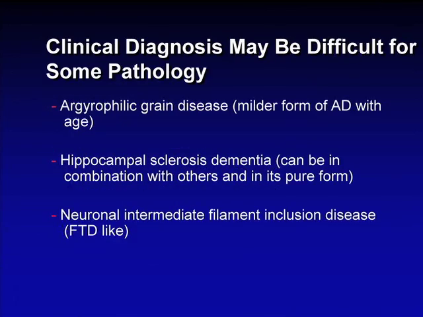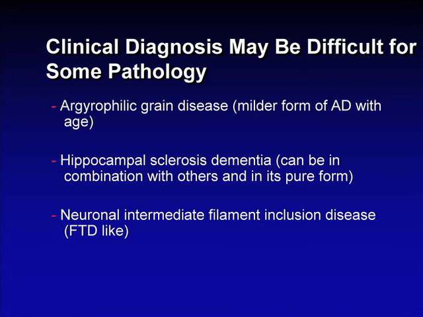So some of the diagnoses cannot always be made clinically. So even some of the patients who have a diagnosis of Alzheimer's disease may end up having things like argyrophilic grain disease, which is a milder clinical form of AD that shows up with age, where they have changes with silver staining and swelling of the neurons that's being increasingly recognized at autopsies, but we still don't know how to distinguish it clearly clinically.